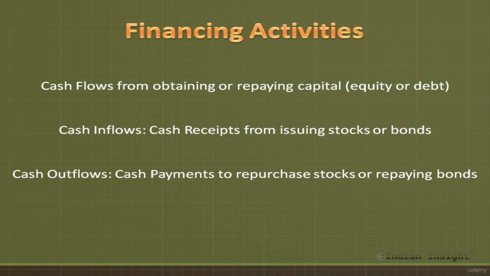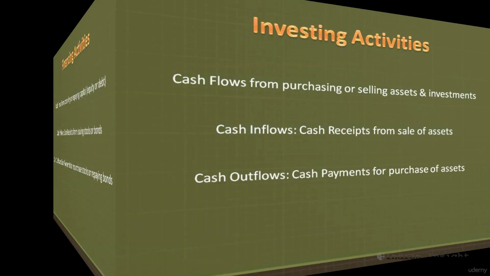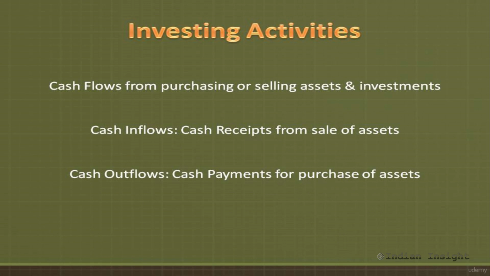So cash inflows include cash receipts from issuing stock or bonds. Whenever the company issues a stock or a bond, it receives a cash inflow in exchange. On the other hand, cash outflows include cash payments to repurchase stock or to repay bonds and other borrowings. The next important category of cash flow is cash flow from investing activities.